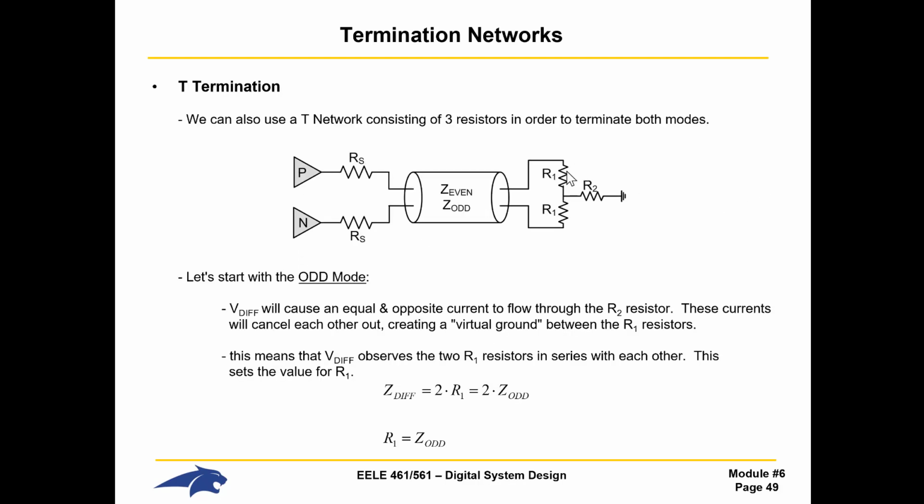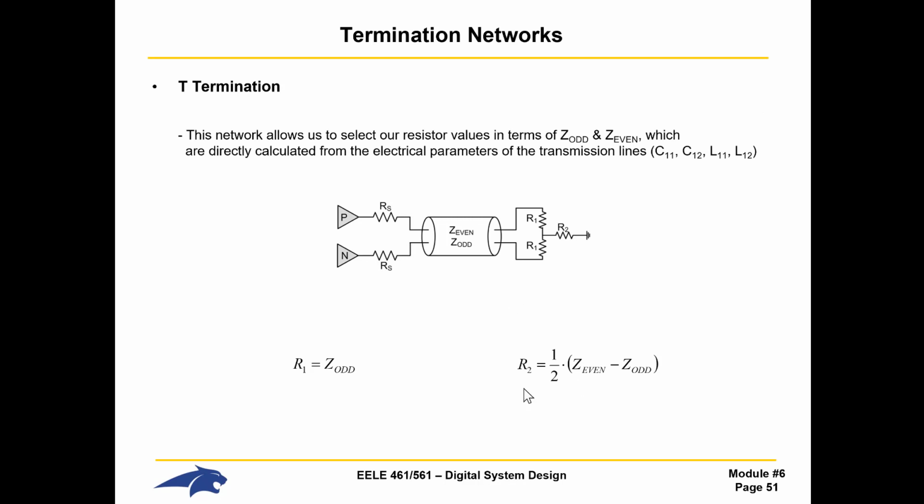T network is another way to do it. You have 2 R1 values that are the same, and then you have R2, and you just do the same thing, you go through all the math, and in this situation, R1 is equal to Z odd, and then R2 is equal to 1/2 Z even minus Z odd. And so in either case, you have these 2 networks which you can use to terminate differential pairs.